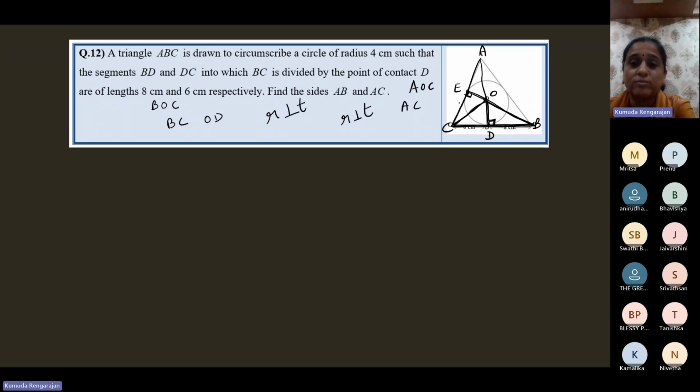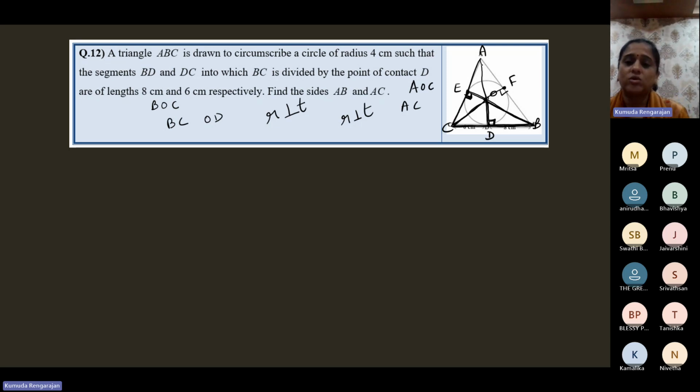And that's a radius through the point of contact. So it's 90 degrees here. Radius and tangent are perpendicular to each other. Same thing here. Let's mark this point of contact as F because AB is a tangent. At F, join F to O. So radius and tangent are perpendicular.